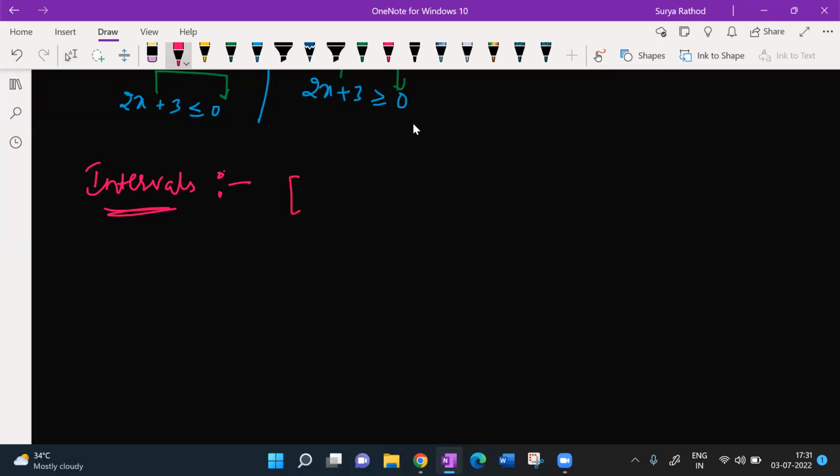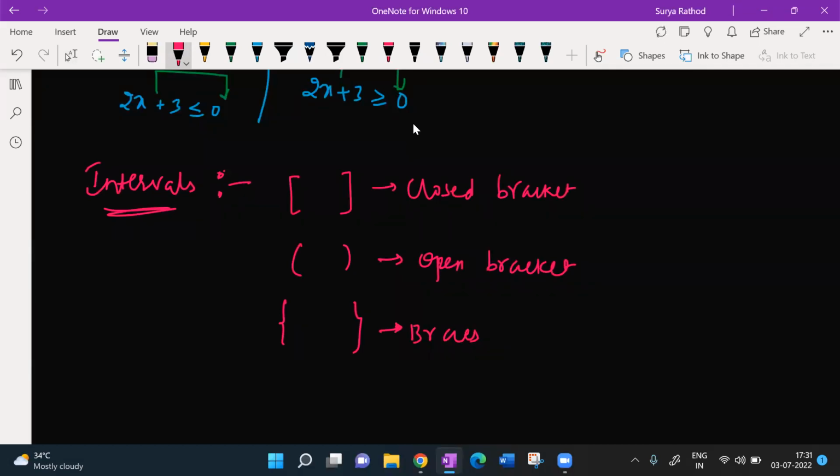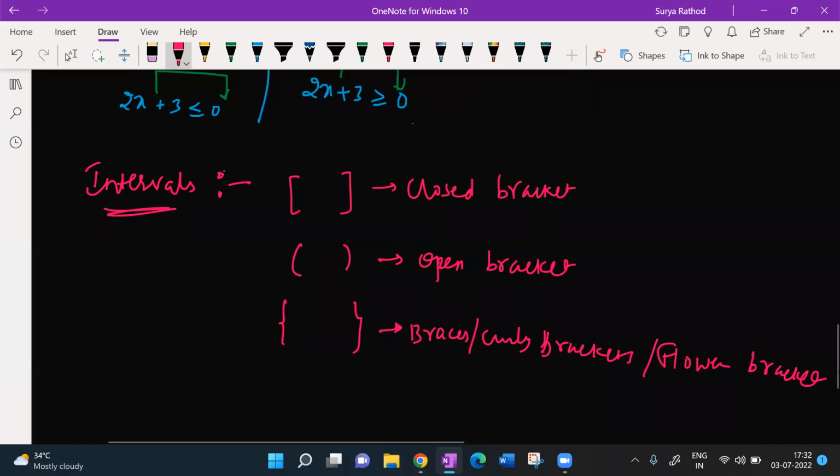Basically, intervals we represent with brackets, beta. Look at this. This is a closed bracket. This is an open bracket. This is braces, or you say curly brackets. Sometimes you call this a flower bracket as well. Isn't it looking like a flower? So, flower bracket.